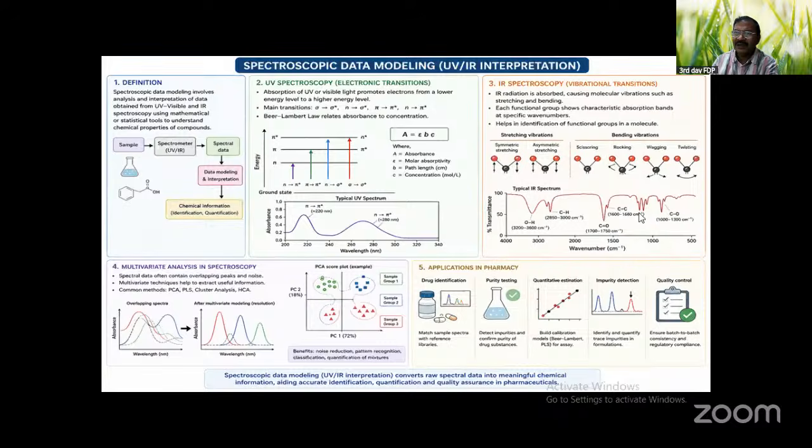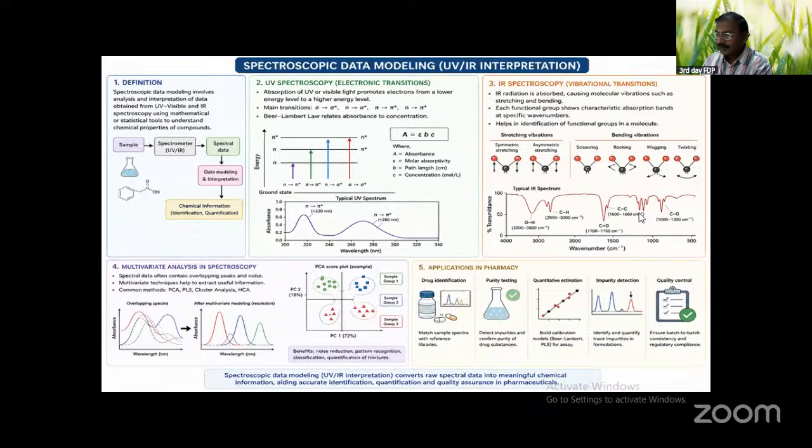Thereby, spectral data contain overlapping peaks and noise. That overlapping peaks and noise will be solved by using multivariate techniques that help to extract useful information. The general models used are the PCA score plot, the PLS model, cluster analysis, and HCA techniques. These techniques I already showed in the previous slides. One of the important models is PCA analysis, that is, principal component analysis.